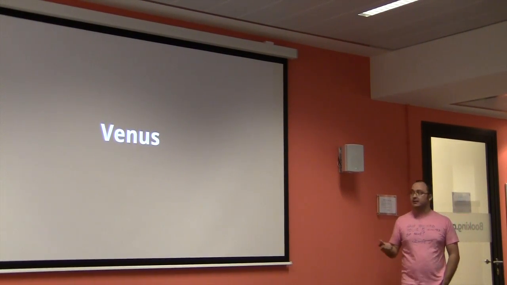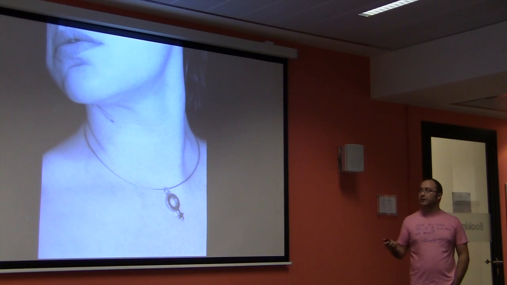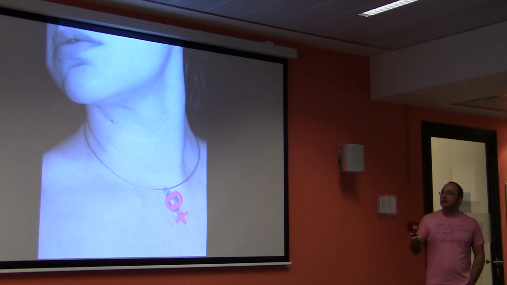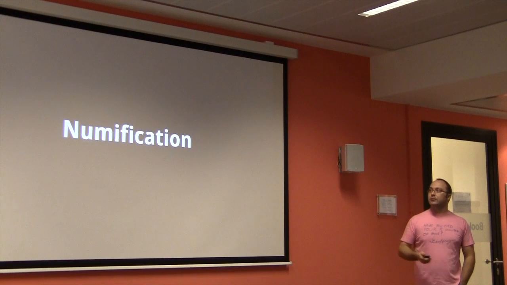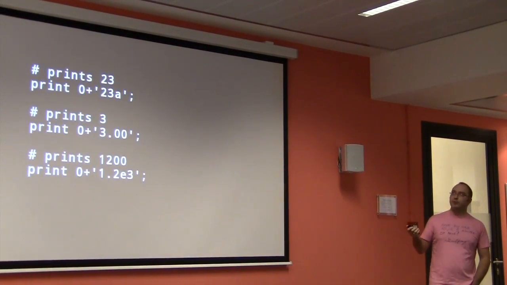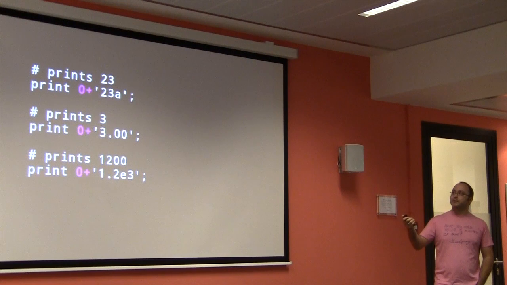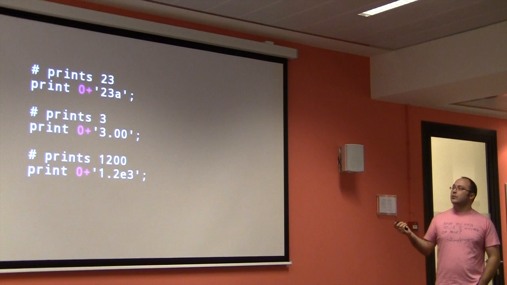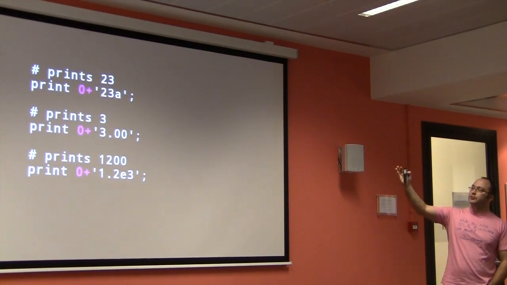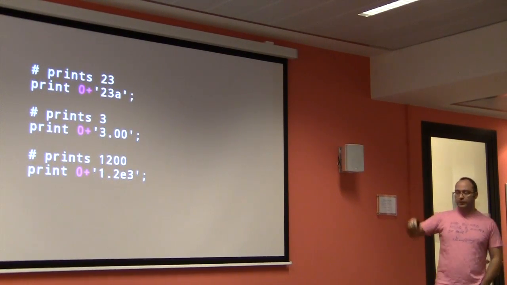Another one that's well known is Venus. So Venus is like the symbol for women. It does numeric conversion, which we call numification in Perl, or maybe in other places, I don't know. And it works like this. It turns strings or whatever into numbers. It does the numeric conversion. So when you turn a string into a number, everything that's not a number is dropped, like you see in the first example.